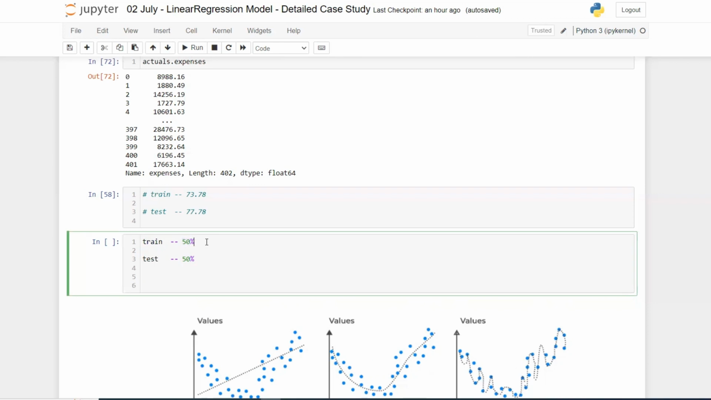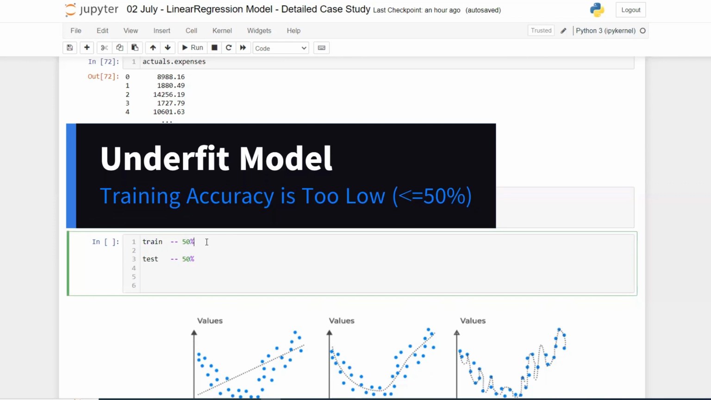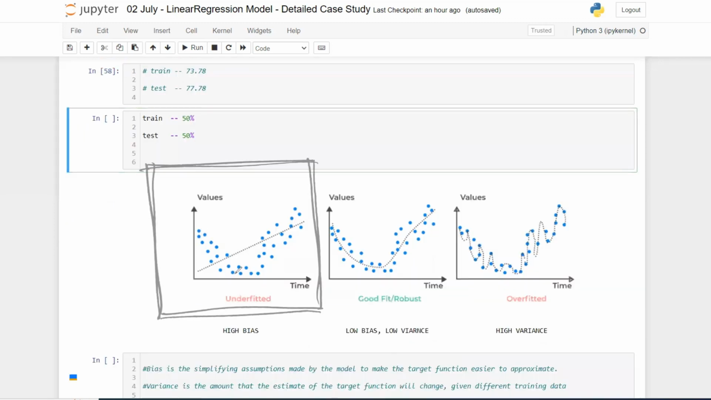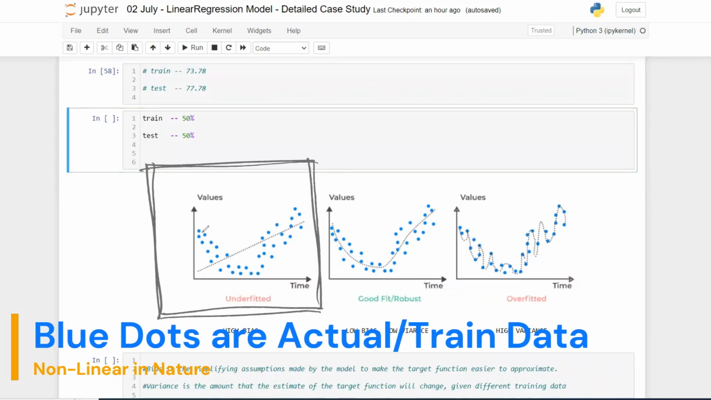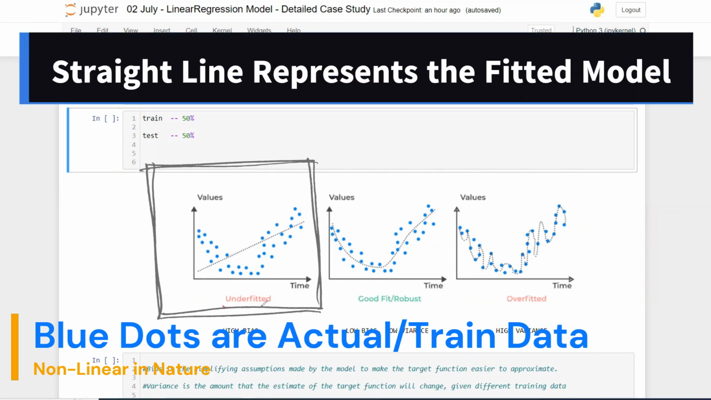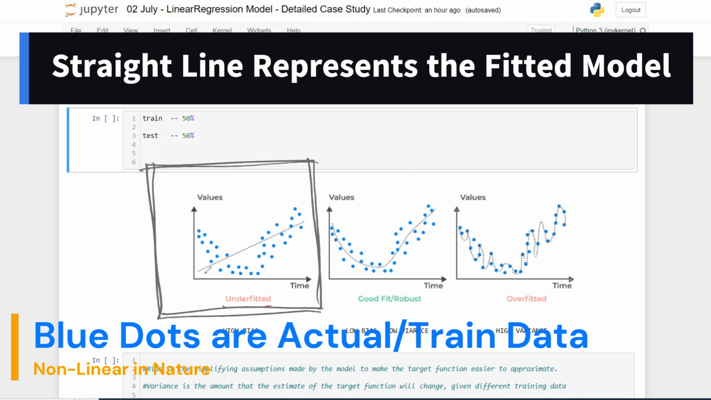If our training accuracy is around 50% or less, we would say this is an underfit model. It means this model is like a mere guess: 50% of the time it is good, 50% of the time it is bad. Consider that these blue dots are your actual values. Or let's say for a particular customer coming for a loan, these were different loan amounts for different customers. An underfit model, see, it is trying to draw this straight line. It means it is not able to fit well to this data.